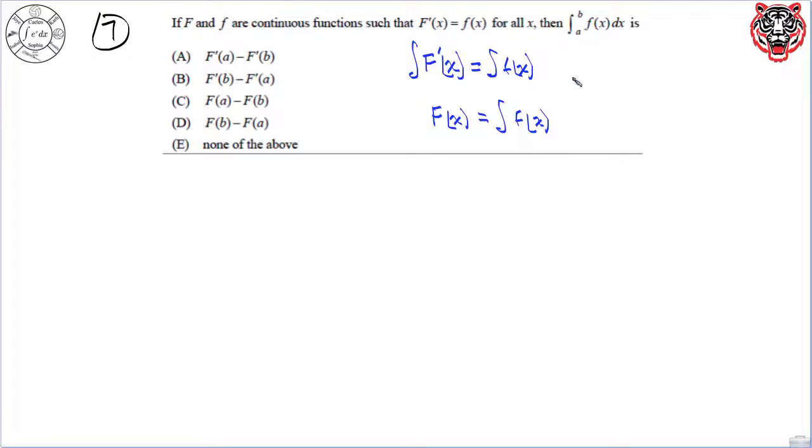So when I do this definite integral, what do I get? When I do the antiderivative of f of x, I just showed you that it is capital F of x. So it's going to be capital F of x, but evaluated between a and b. Okay, so when I plug in a and b, what do I get? I just get capital F of b minus capital F of a.